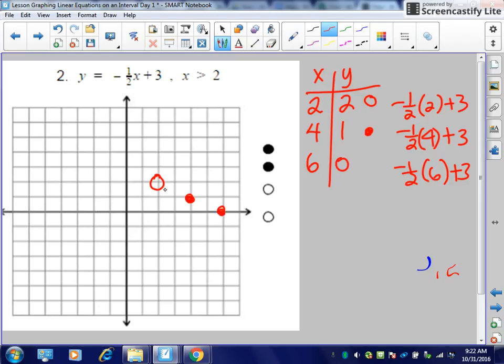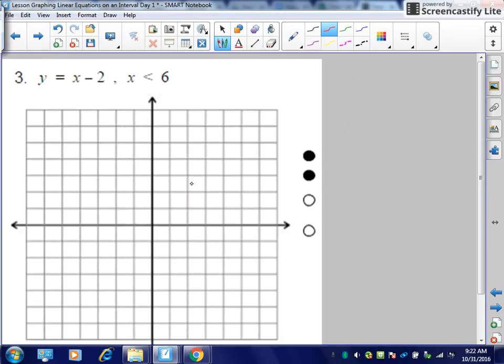Okay, and so then I'm going to connect my line. And this was my first point, so I can't go any further than that. And instead of having line segments, you're going to have a ray, because you're going to have a stopping point here, and it's going to go always to the other direction. Now, I can go over and check to make sure I did it right, because my slope should be -1/2. Well, it is a negative, and I am going down 1 to the right 2 each time, so I know I did it correctly. Okay, let's try number 3.